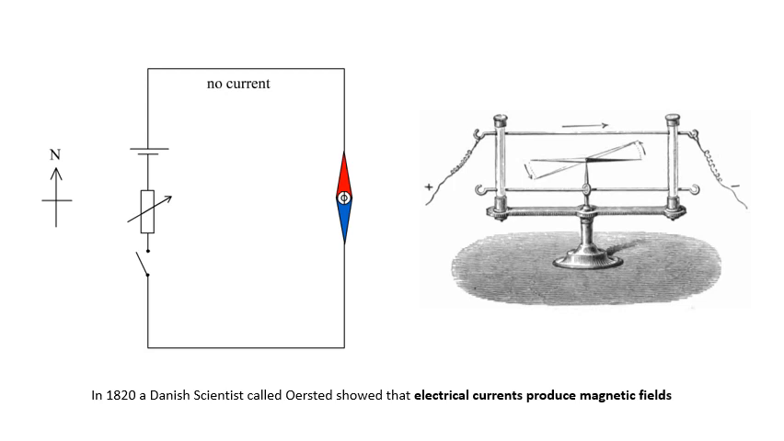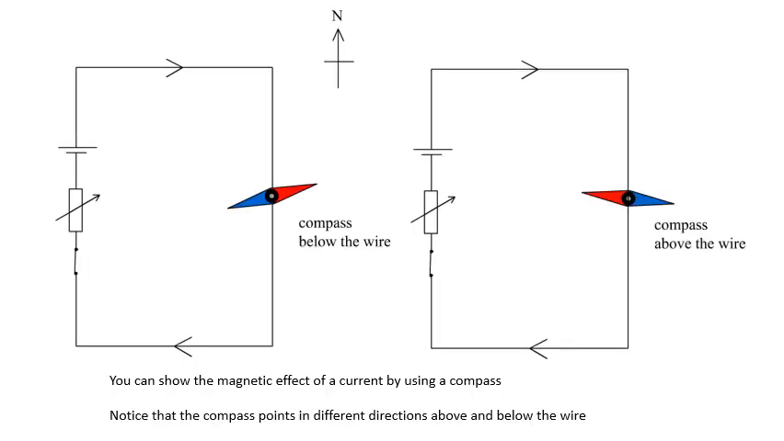Now, the way that he showed it is very similar to the way that you might investigate it, which is with a compass. On this circuit diagram, it's basically just a power supply and a switch. At the moment there's no current, so the compass is pointing north. Now, when there is a current flowing, notice that the compass is deflected.